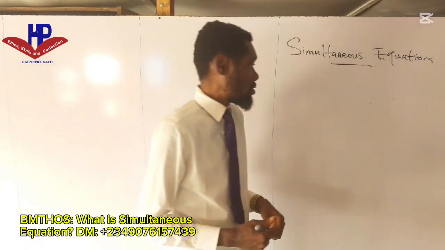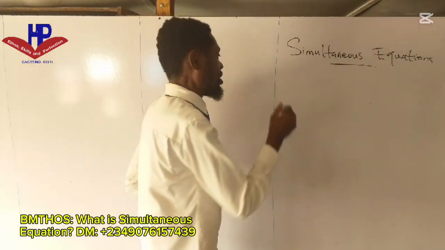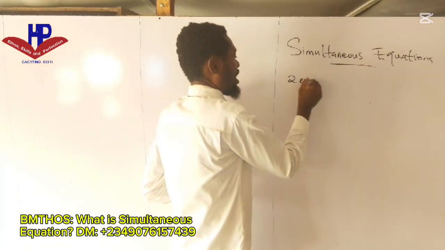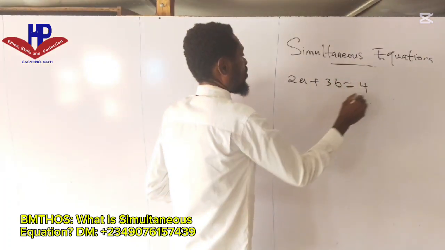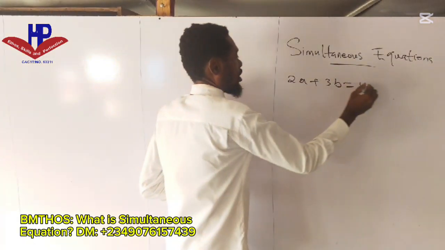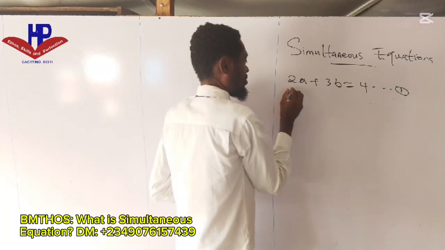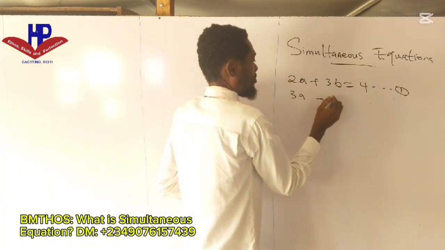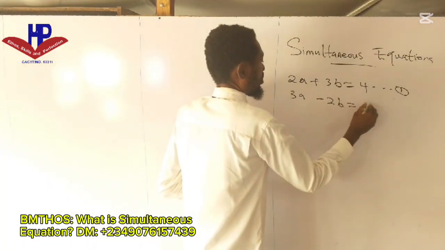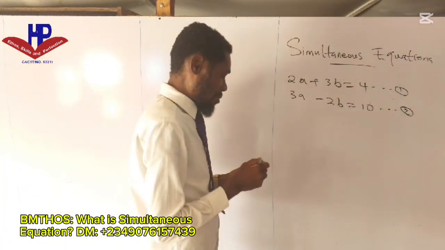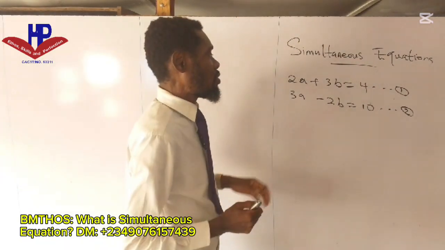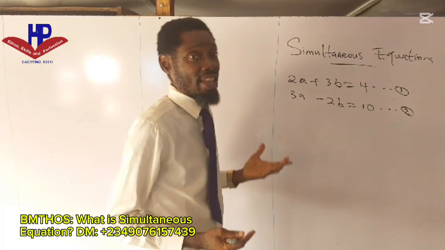For example, if I have 2a plus 3b is equal to 4, I will call that equation 1. 3a minus 2b is equal to 10, I'll call that equation 2. So I am expected to solve these two equations at the same time.